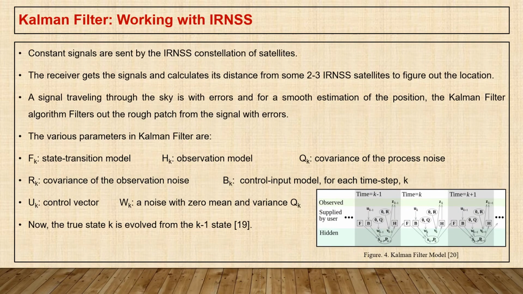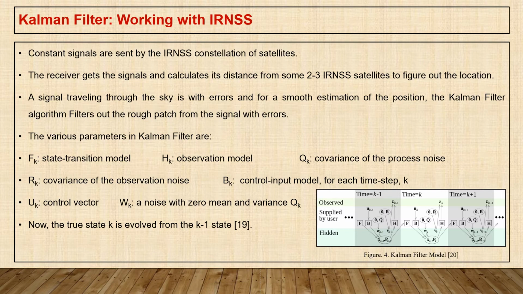So here is how the Kalman filter works with the concept of IRNSS. Constant signals are sent by the IRNSS constellation of satellites, and the receiver on Earth gets these signals and calculates its distance from 2-3 different reference satellites to figure out the exact location. The Kalman filter generally works on a model which has an observed state, a hidden state, and the state supplied by the user, that is due to the communication.